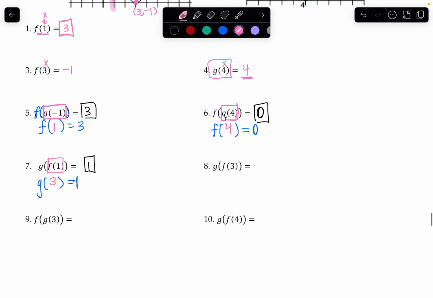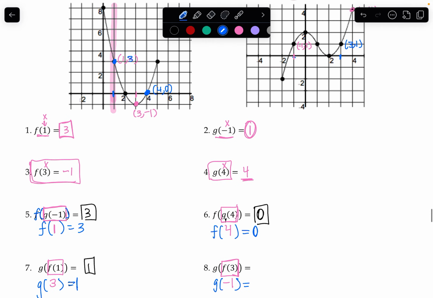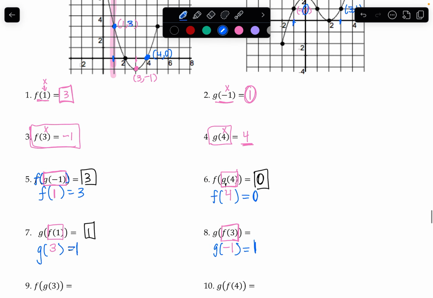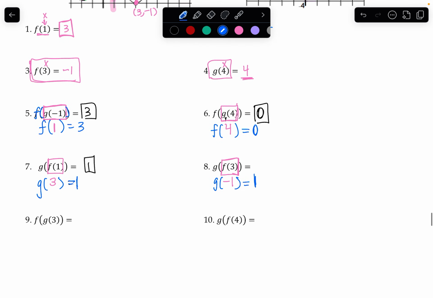Number 8, we have to figure out what f of 3 is. And we figured out earlier that f of 3 is equal to negative 1. So that means I can rewrite this as g of negative 1. So go back to the g function. At negative 1, our output is 1. We could also see that right here. And so my final answer is 1.